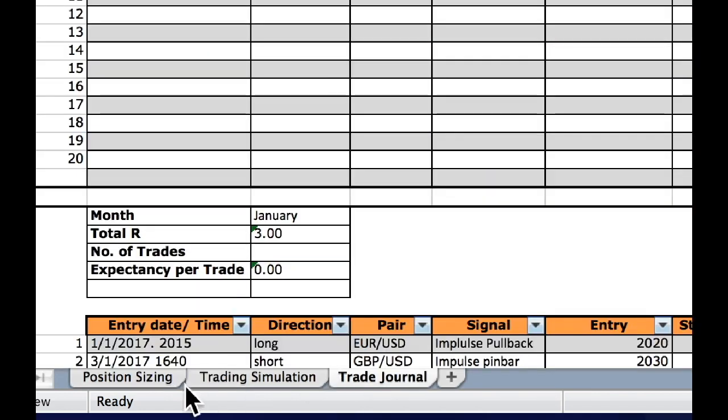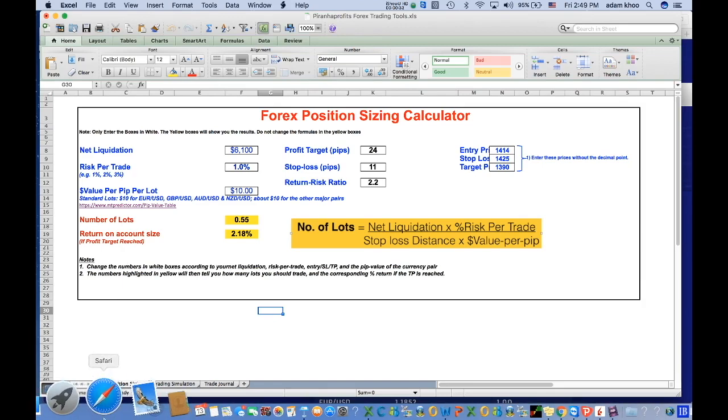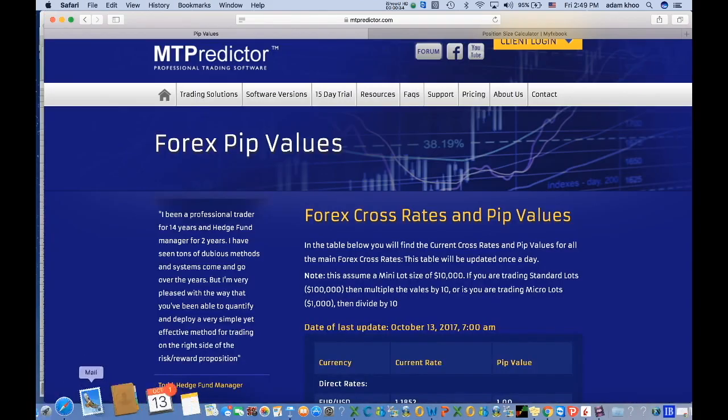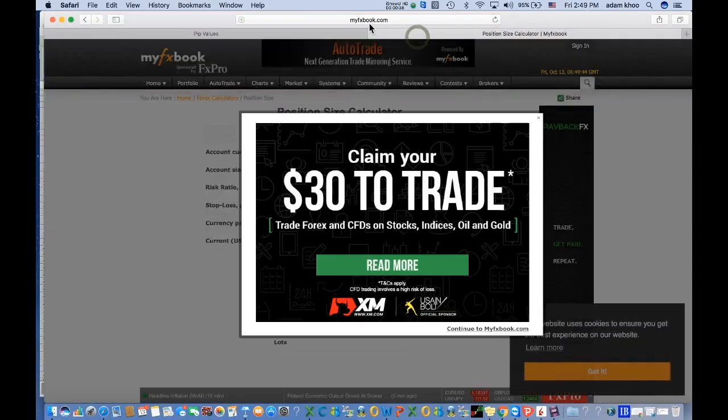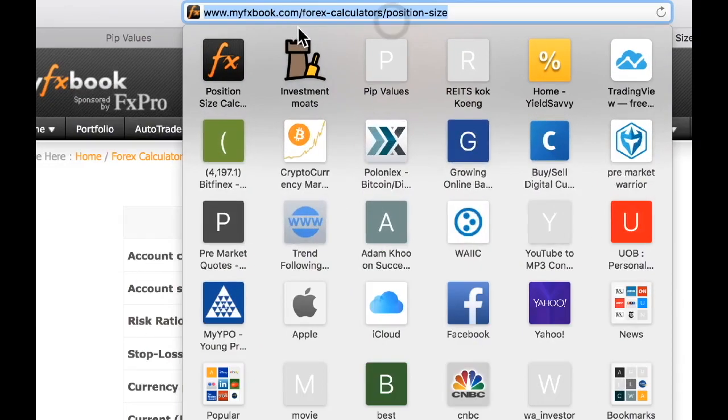So the first thing you can use is the position sizing calculator that I have over here. And again, you could choose to use the ones online as well. Like I mentioned in the earlier lesson, under position sizing, you can go to any website that has a position sizing calculator. This is one of them, myfxbook.com/forex calculator/position size. You also have an app on your phone that you can use.